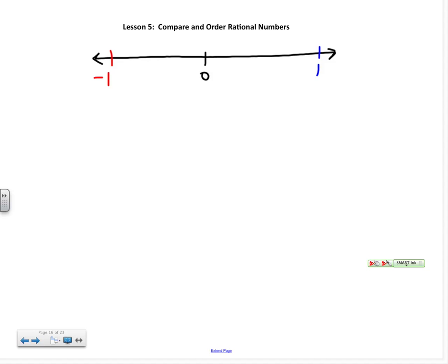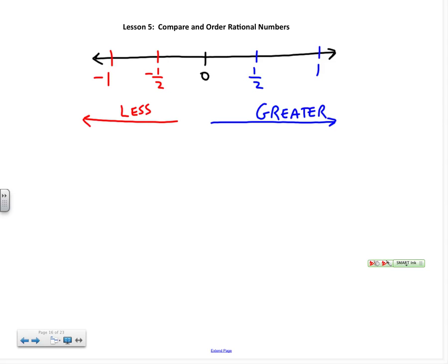All right, now we're going to start graphing rational numbers. And remember, rational numbers include fractions, decimals, and percents. So we're going to add some fractions to this number line. Let's graph 1/2, and that falls right between 0 and 1 on the positive side. And the opposite of 1/2 is negative 1/2 on the negative side. Remember, all numbers to the right get greater, and all numbers to the left get smaller or less. Okay, so when we want to make comparisons, when we're looking at rational numbers, thinking about this number line is going to be very helpful.